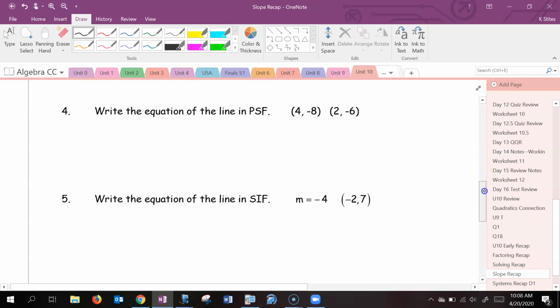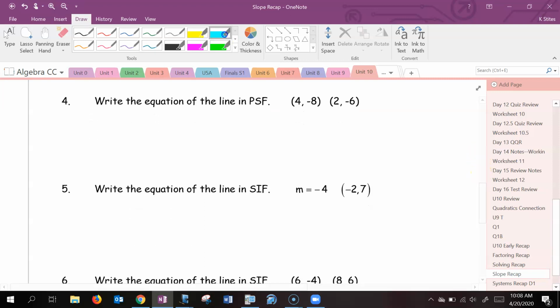All right, so let's try number 4 now. We're still doing point slope form, still keeping parentheses, but what you'll notice is you have 2 points this time. So what we will need to find is the slope first. And I'm going to use my slope formula. I'll write it out again. Although if you'd like to use your jumps, you can.